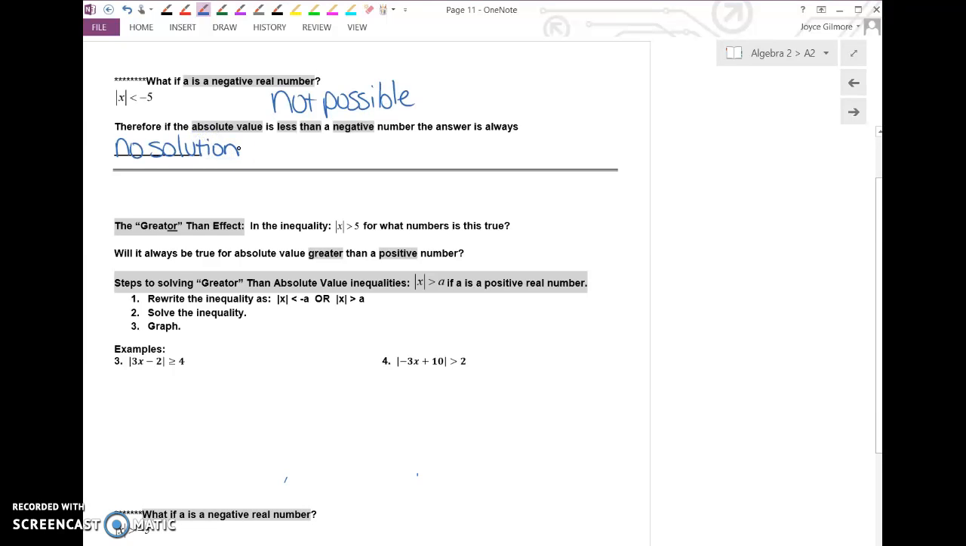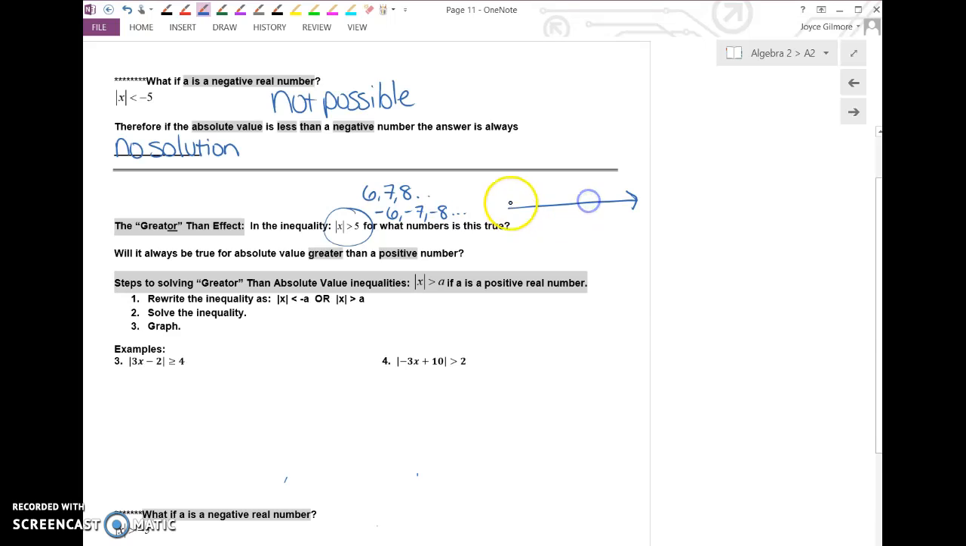Now on the previous page you might have noticed that the person who wrote this notes packet called the last one the greater than and, or the less than and effect. This one she's calling the great or than effect. So she's changing greater to great or because greater than results in an or inequality. So think about the inequality: the absolute value of x is greater than 5. For what numbers would this be true? It'd be true for 6, 7, 8. It would also be true for -6, -7, -8.